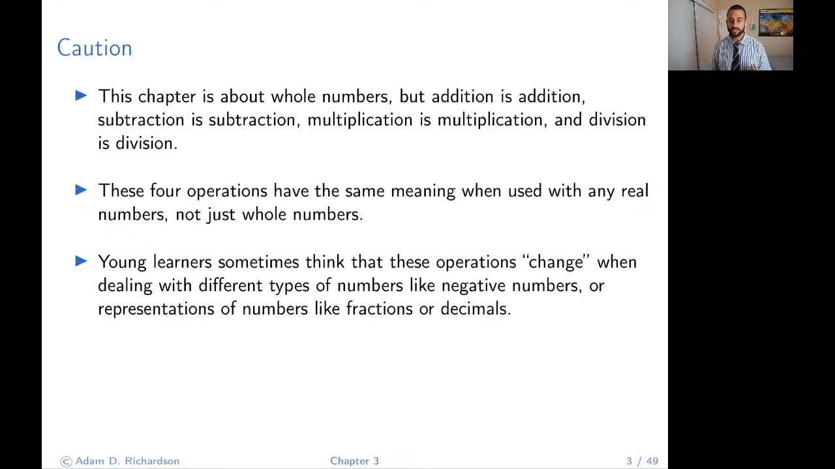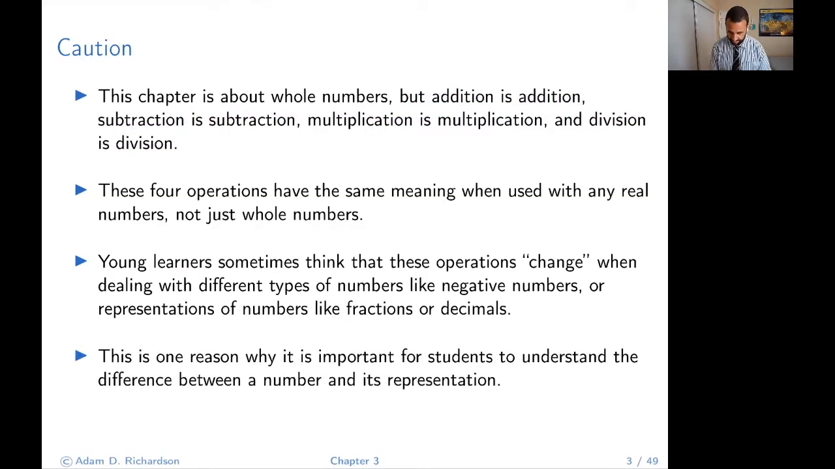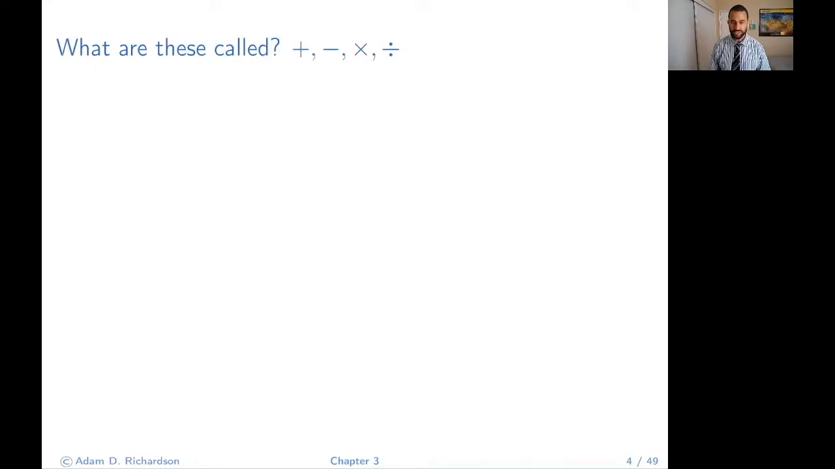Young learners will often think that these operations change when dealing with different types of numbers, like negative numbers. Oh, so adding a negative number is somehow different than adding any other type of number, but that's not the case. Those operations do not change. This is also why it's important for students to understand the difference between a number and its representation. We don't want them locked on the representation, we want them locked on the number and the stuff going on in the background, right?